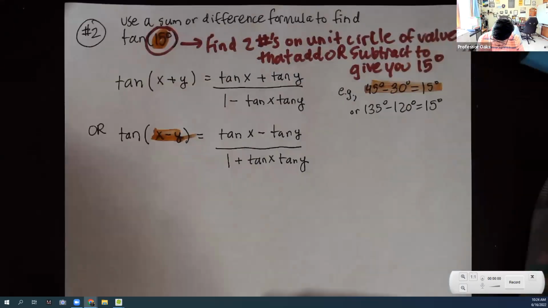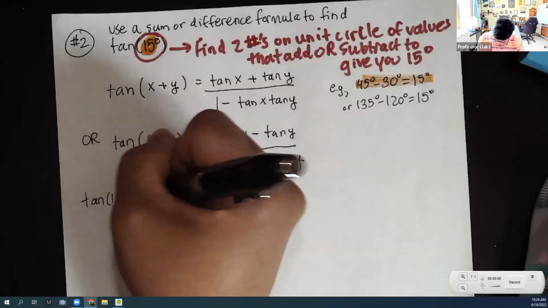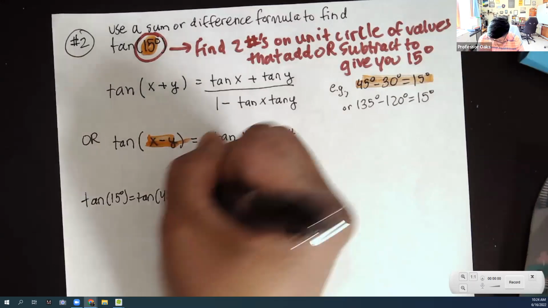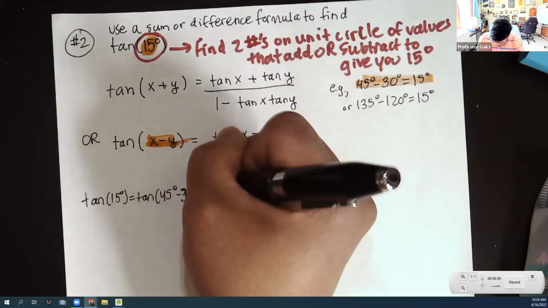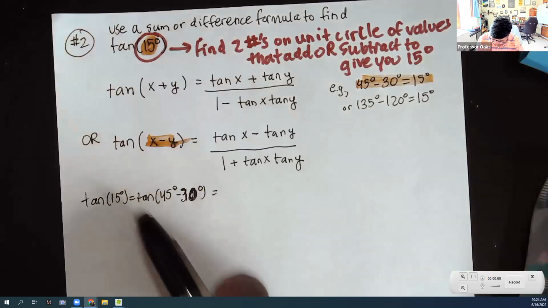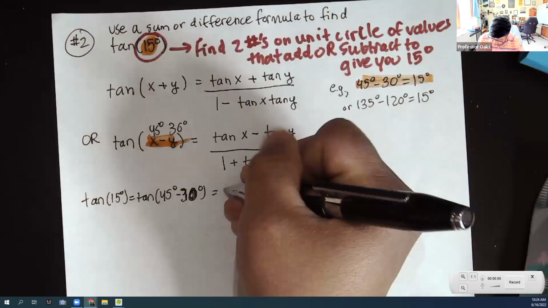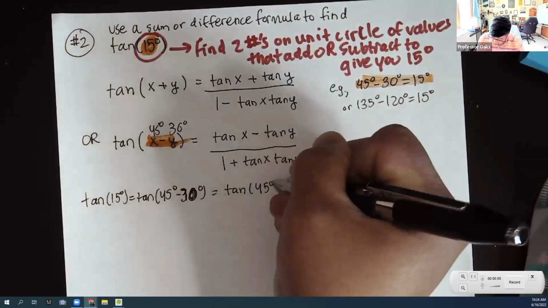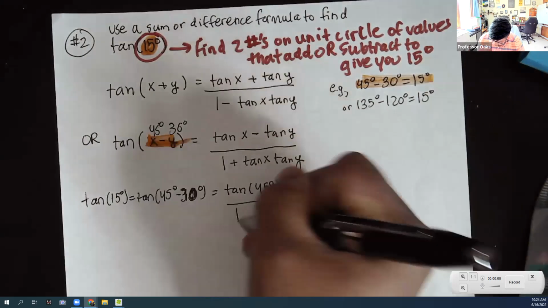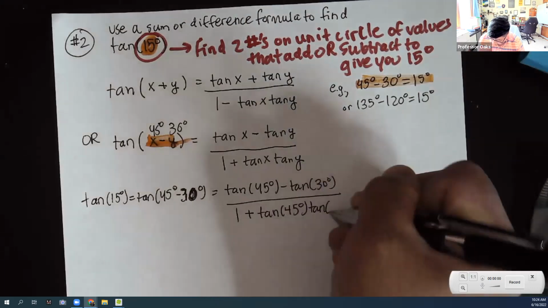So tangent of 15 will be tangent of 45 degrees minus 30 degrees. So then the x was 45 and the y was 30. So it's tangent of 45 degrees minus tangent of 30 degrees over 1 plus tangent of 45 degrees, tangent of 30 degrees.